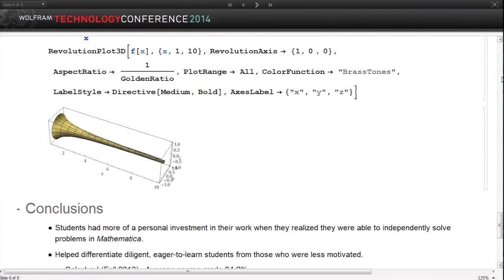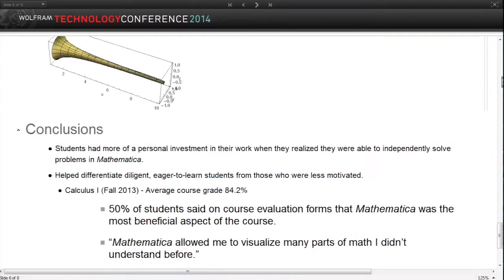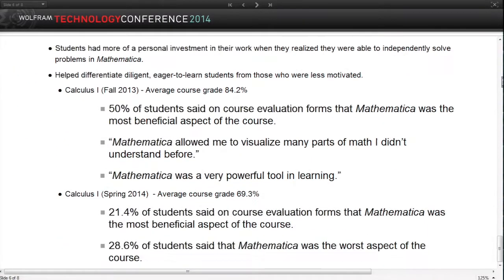But the idea is when they realized that they were able to personally solve their problems, they had a lot more personal investment rather than just taking a page of code. They were able to put personal interest into solving their homework questions. The second conclusion is an interesting one, but I think it's similar to a lot of the other studies that are being done right now. These homeworks actually help to differentiate, for me, the diligent, eager-to-learn students from those who were less motivated.